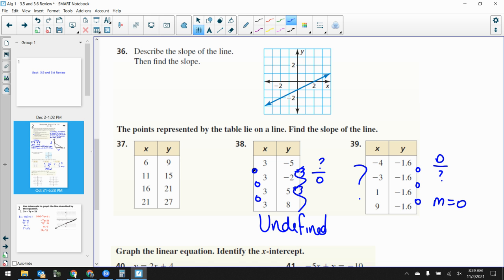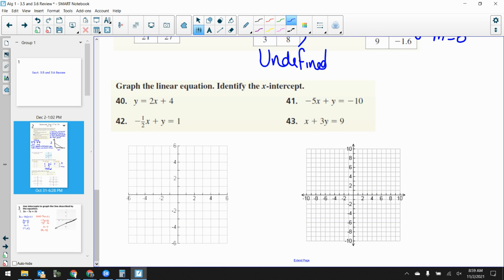Any other questions through 39 so far? Okay. What about 40 to 42? Or excuse me, 40 to 43. We did not have to do 42. Any of those that you'd like to see? 43? Okay, so let's solve that one for y first, right?